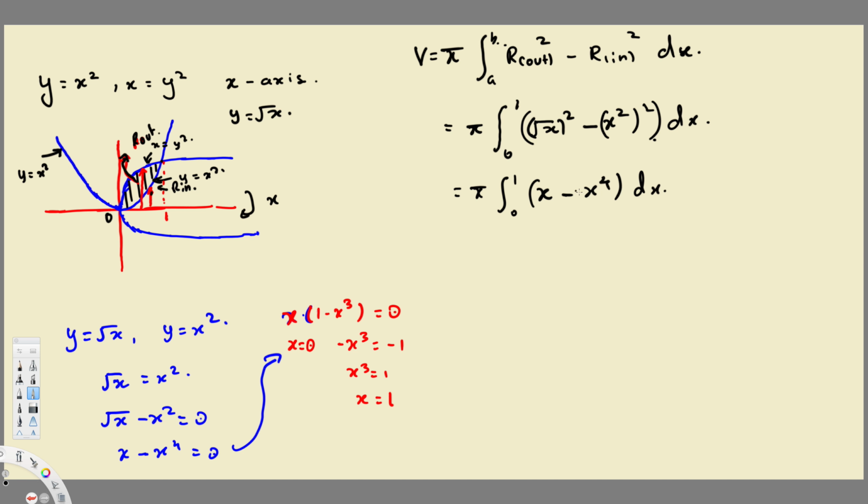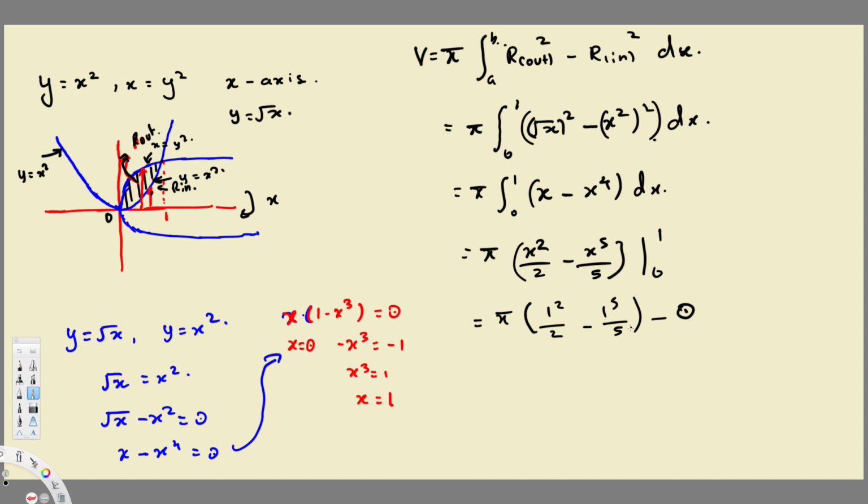Now we can integrate this one. If we integrate, that's going to be x squared divided by 2 minus x to the power 5 divided by 5, going from 0 to 1. If we plug in 1, this is going to be 1 squared divided by 2 minus 1 to the power 5 divided by 5, minus, if you plug in 0 for these values, it's going to be 0, because if x is 0, everything is 0. And the other one is the same thing. So we can just put 0 right here.